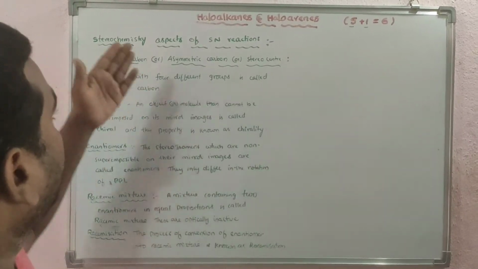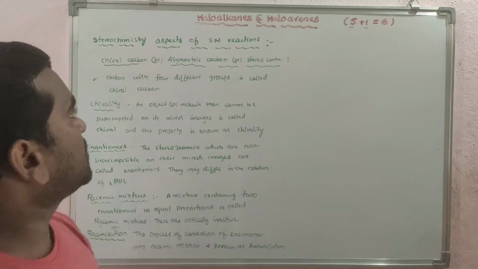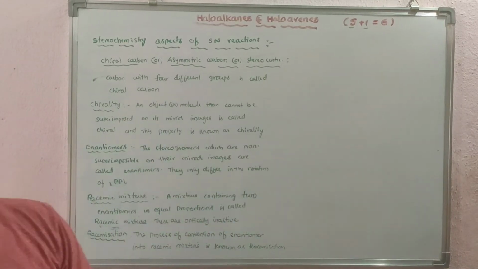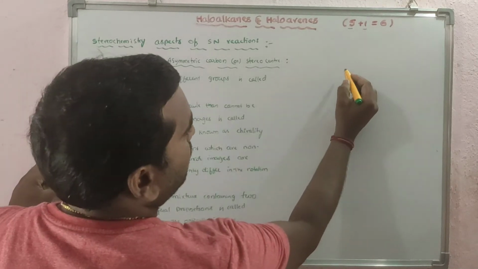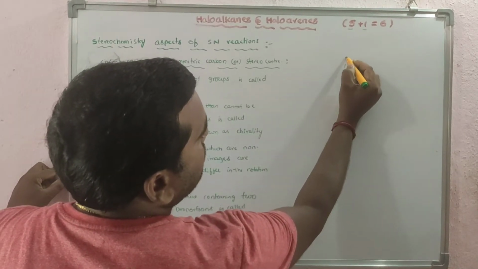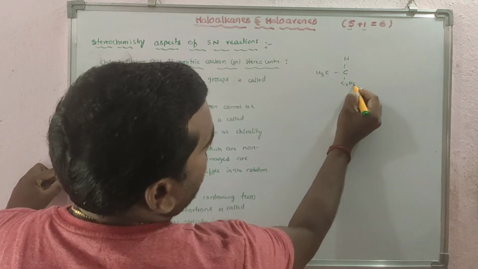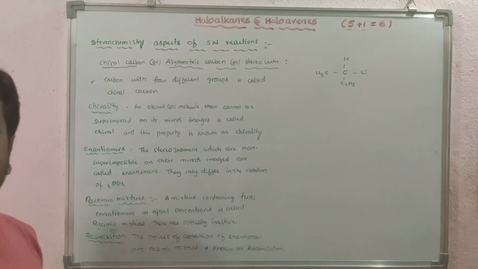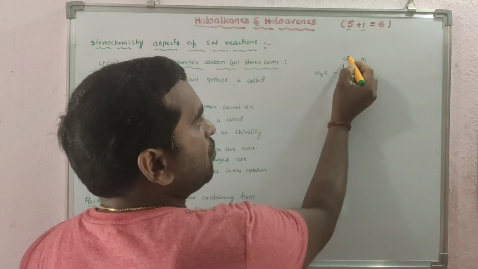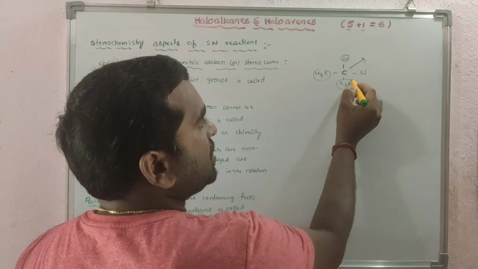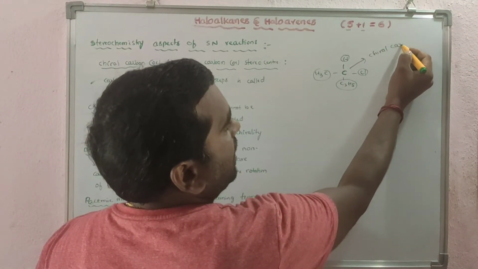Next of these are some definitions. Chiral carbon, asymmetric carbon or stereo center. A carbon with 4 different groups is called a chiral carbon. If a carbon is attached to 4 different groups, H, CH3, C2H5 and Cl, this carbon we will call a chiral carbon.